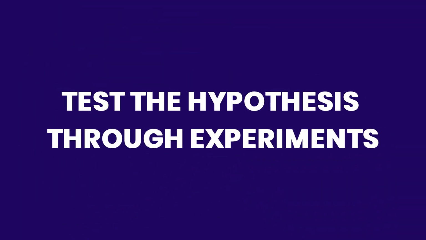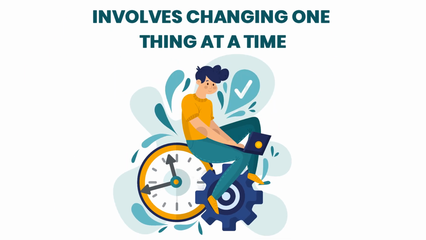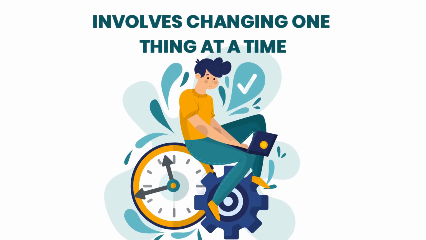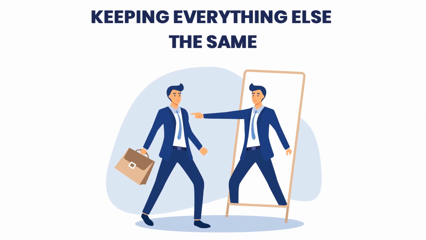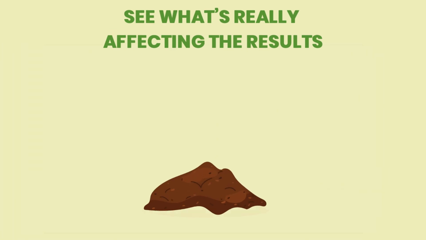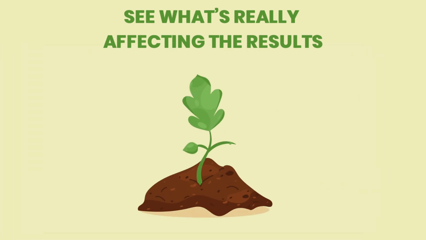3. Experimentation. Now it's time to test the hypothesis through experiments. This step involves changing one thing at a time, like the amount of sunlight, while keeping everything else the same. That way, we can see what's really affecting the results.